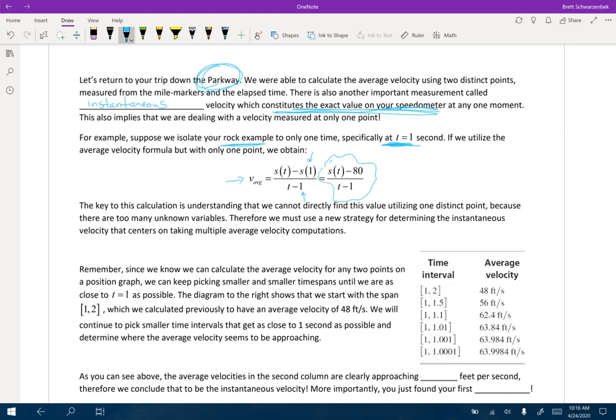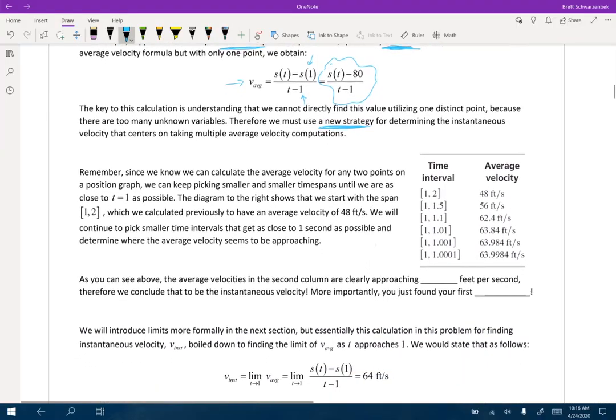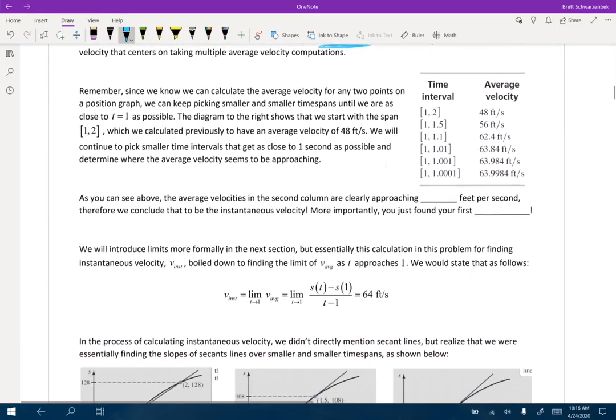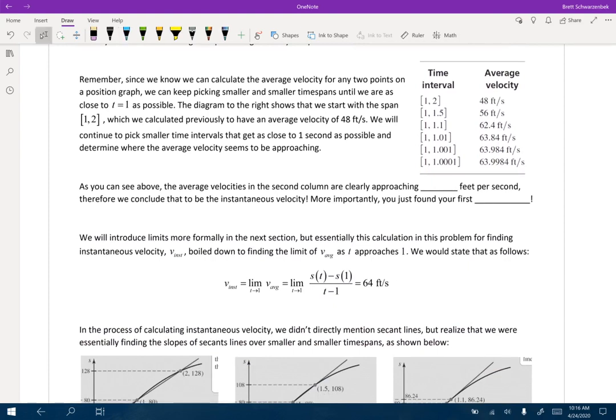Now, hopefully everybody realizes that we have missing variables here, 2 of them. So there literally is no way that we're going to use the average velocity formula to calculate instantaneous velocity. The idea here is that we're going to need a new strategy in order to compute this value. And that's what leads us to the important calculus concept right at the beginning of our calculus unit here.